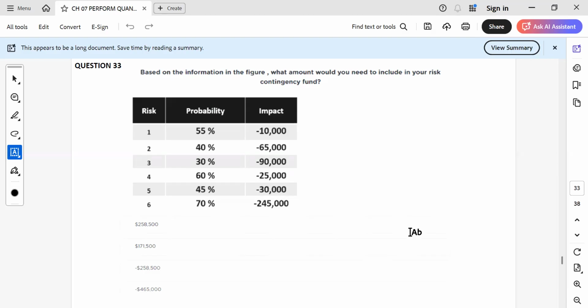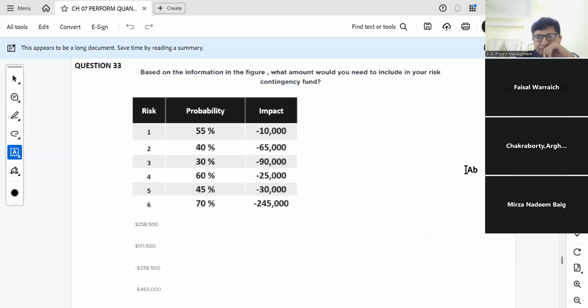Why plus? Why not negative? All the threats are there. Let Faisal bhai read it. Just 258,500 is the right answer. But the answer choices are plus and minus. Which one will we use and why? But all the answers are in minus, sir.